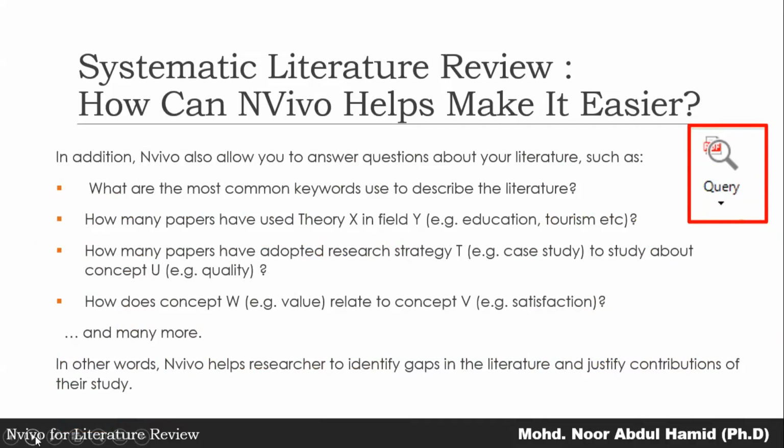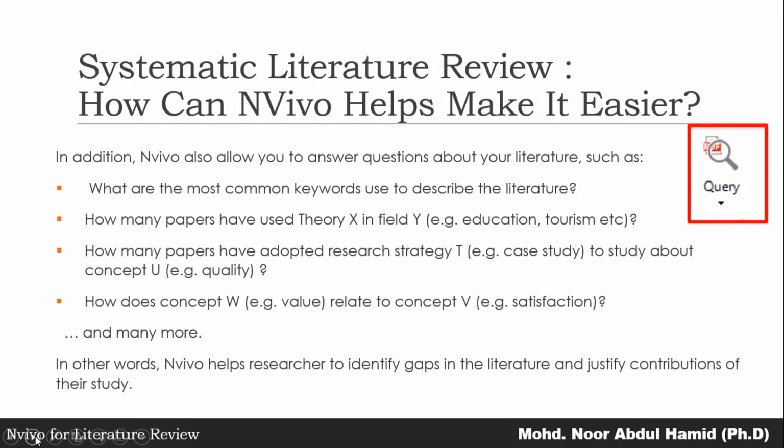Okay, for example, you want to answer the question, let's say, what are the most common keywords used to describe the literature in your area? Or how many papers have used theory X in field Y, for example? How many papers have adopted a research strategy, for example, using case study to study concept U, quality, for example? How does concept W, for example, value, relate to concept V, satisfaction, for example, and many more?